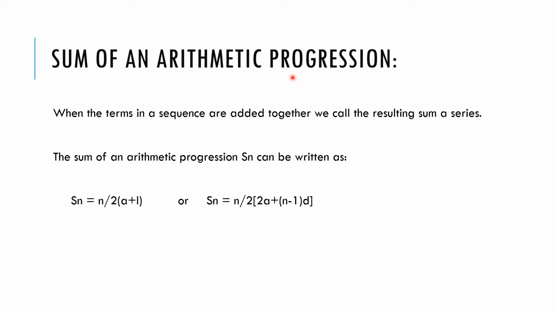Sum of an arithmetic progression. When the terms in a sequence are added together, we call the resulting sum a series. The sum of an arithmetic progression Sn can be written as Sn equals n over 2 times (a plus l), or Sn equals n over 2 times (2a plus (n minus 1) times d).